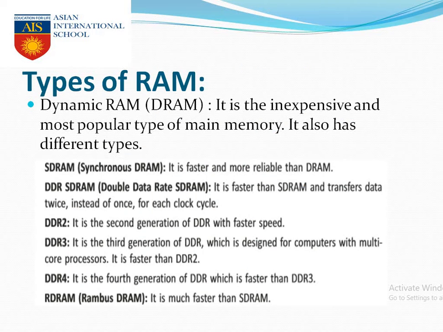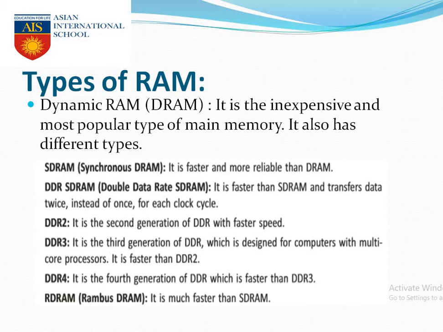Now there are a few types of RAM available. First one is dynamic RAM. It is an inexpensive and most popular type of main memory. Even DRAM has different types. That is SDRAM, synchronous DRAM. It is faster and more reliable than DRAM. Next one is DDR SDRAM, that is double data rate SDRAM. It is faster than SDRAM and transfers data twice instead of once for each clock cycle.